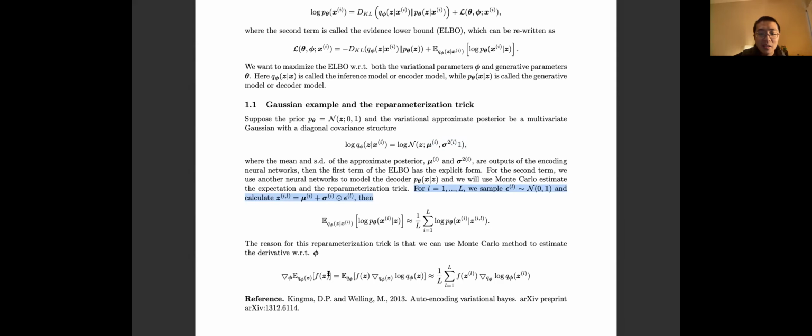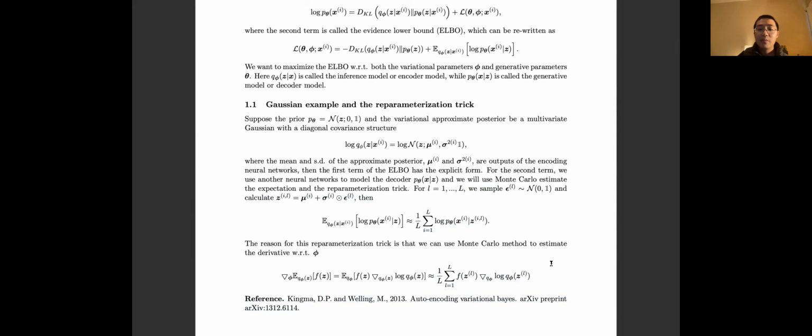And a similar method can be used to approximate the gradient. If we use gradient descent, then we also need to calculate the gradient of this term, and the gradient of this term can also be calculated based on the Monte Carlo method and the reparameterization trick. Yeah, so this is a standard example here.